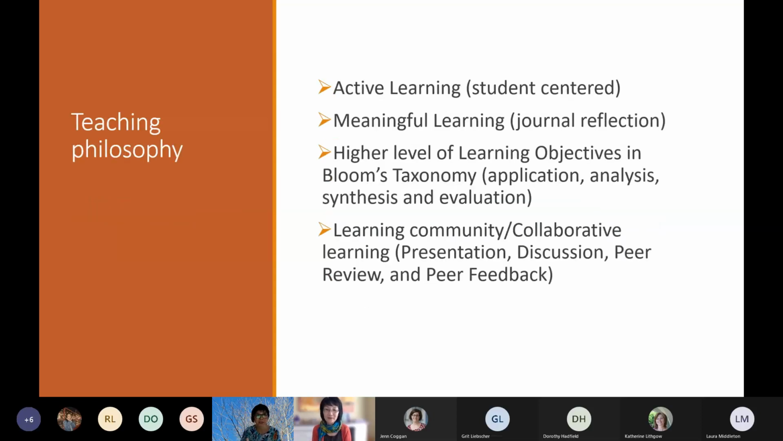So one of the reasons I thought PebblePad can help for our online course, and I used it on campus as well, is because it was described as a very good platform for student journaling their learning.